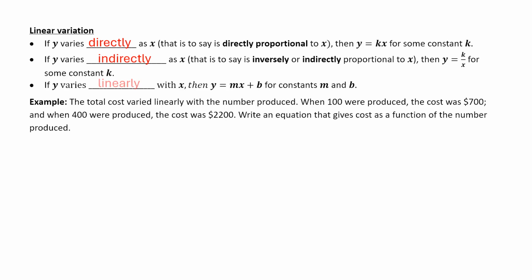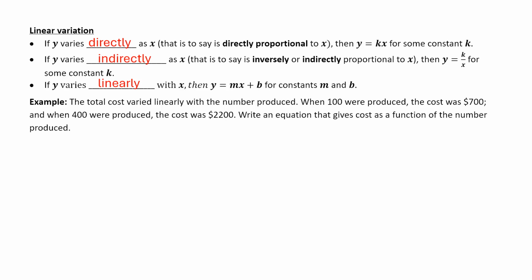And then if y varies linearly, this is the new thing we haven't done yet, with x, then y equals mx plus b for constants m and b. So this is what linear variation is. If y varies linearly as x, then y equals mx plus b for constants m and b.